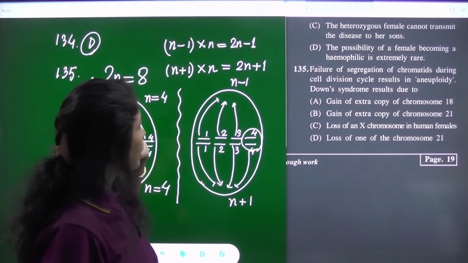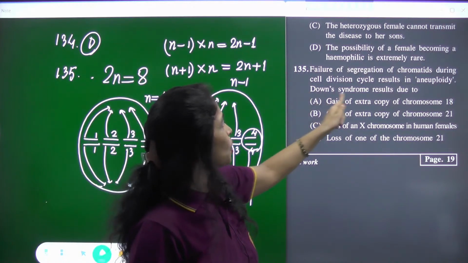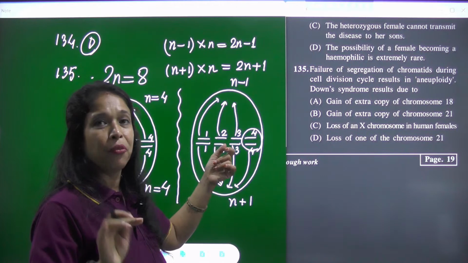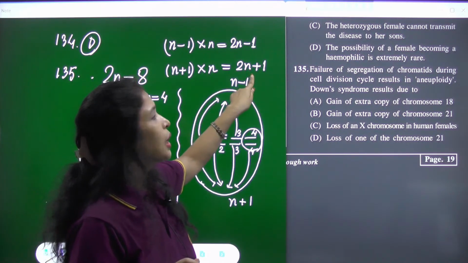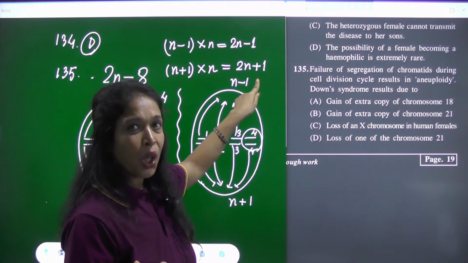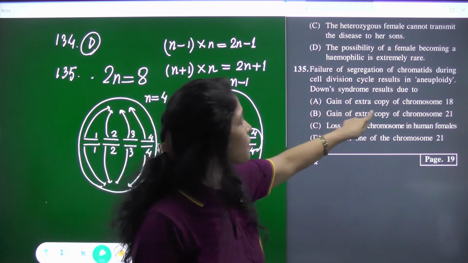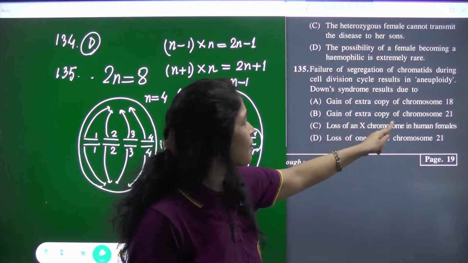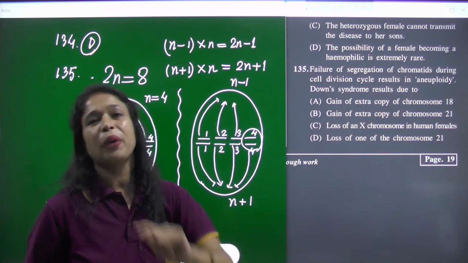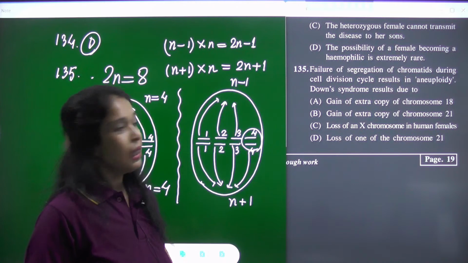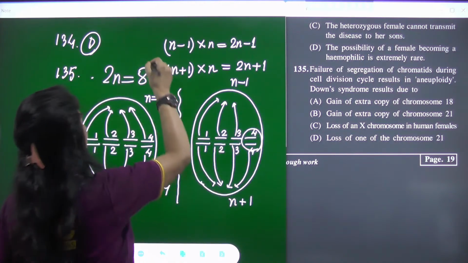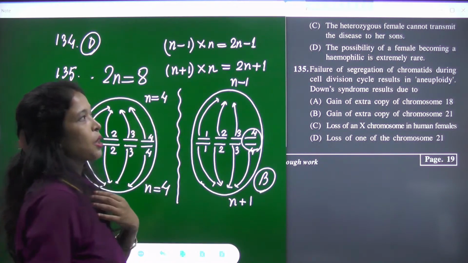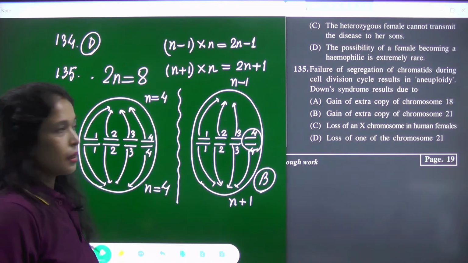Right? So what was the question? Yes, Down syndrome. Down syndrome is an example of trisomy, 2n plus 1. So what may be the reason for Down syndrome? Gain of extra copy of chromosome 18, no. Gain of extra copy of chromosome 21, right? So for 135, what is the answer? Second option, B option, right?